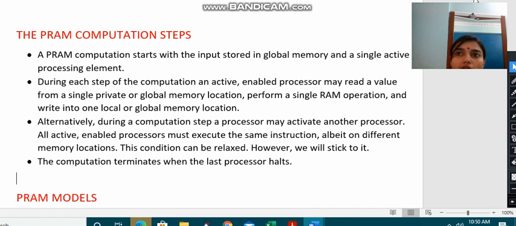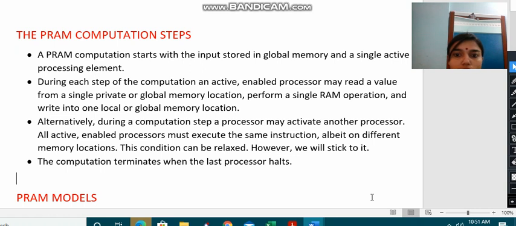So what we have concluded is that initially only one processor gets activated, and during its computation it activates all other processors, and all these processors execute the same instructions. Depending on the case, they will read the data from the same memory location or from different memory locations. The processing will terminate only when the last processor halts.